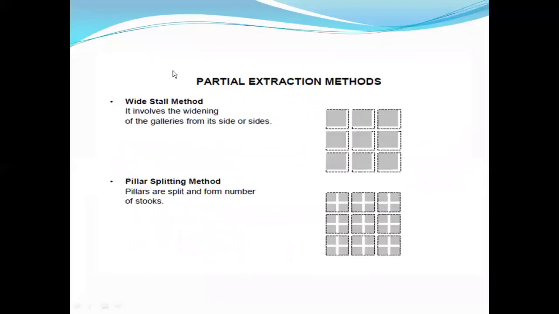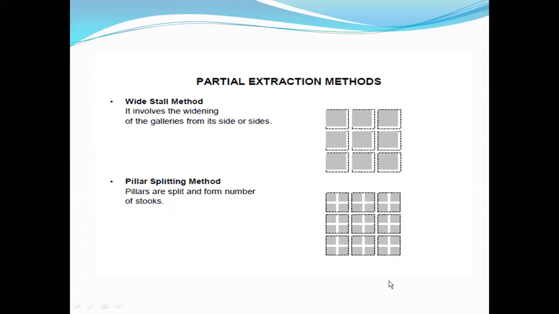Okay, see, wide stall method. It involves widening of the galleries from their sides. From the sides, you are simply widening them so that we can increase the amount of extraction. We can reduce the size of the pillar by increasing this. See here, initially it was this, and this much portion got extended. So you can widen the galleries, so we can increase the size of the opening.